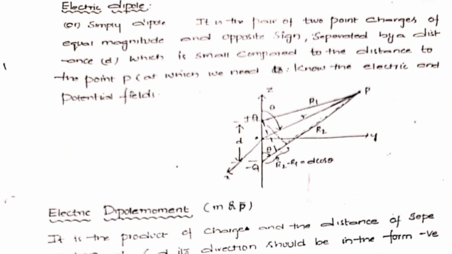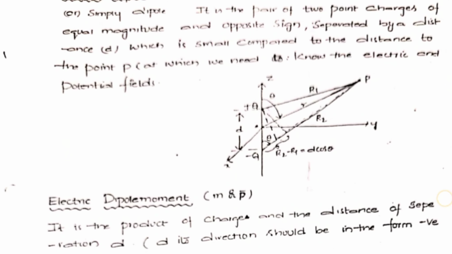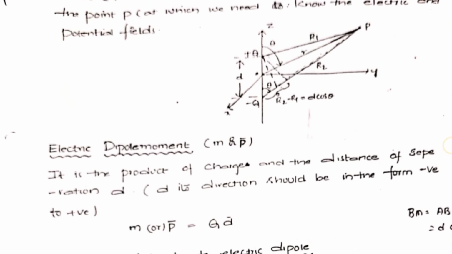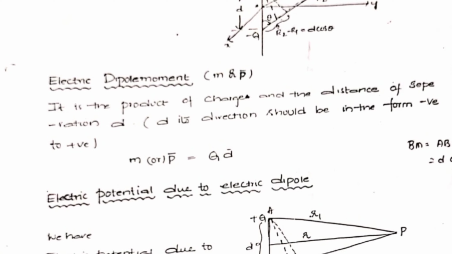Next is the dipole moment. The dipole moment can be given by m or p bar. It is a vector. The dipole moment is the product of the charge and the distance of separation d. Any one of the charges we have to consider, either the positive charge or the negative charge, multiplied by the distance between them.